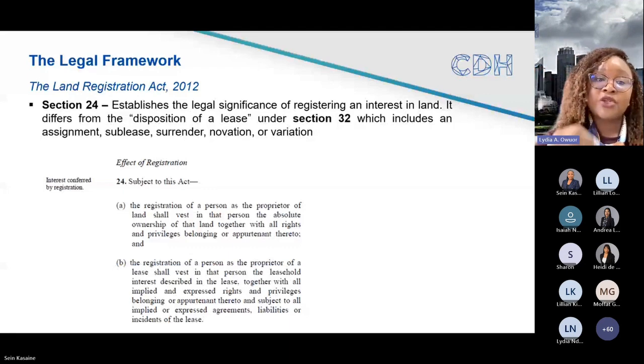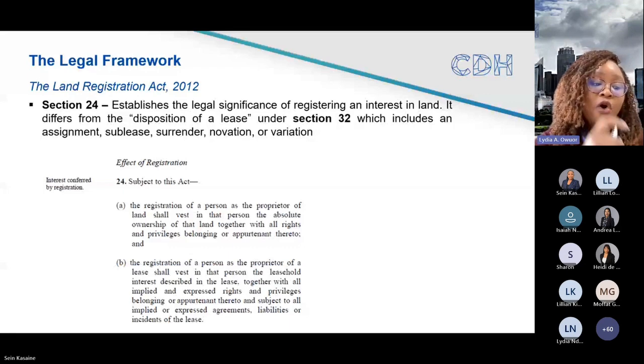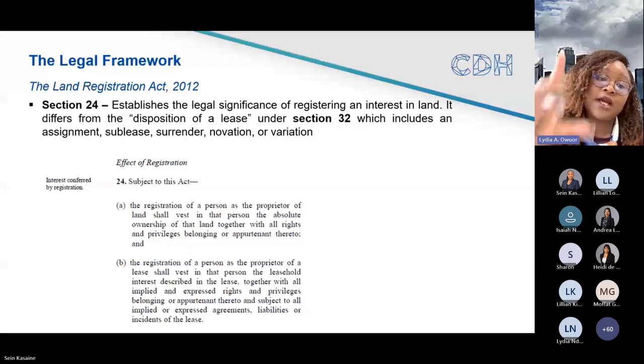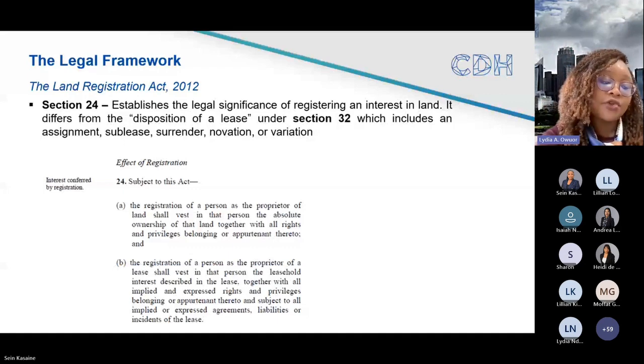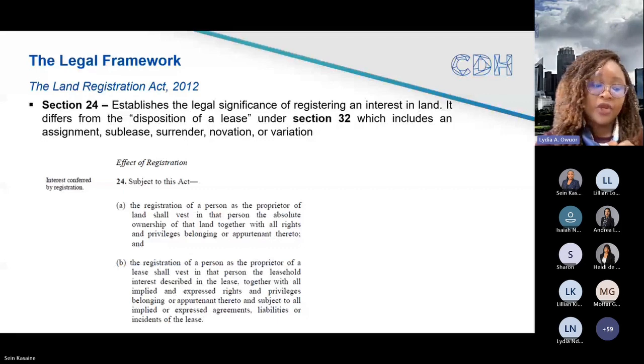Then it proceeds under Section 24b to say that the registration of a person as the proprietor of a lease, see the differentiator, 24a talks about land, 24b talks about a lease, will vest in that person the leasehold interest described in the lease, together with all implied and expressed rights and privileges, but of course, subject to all implied and expressed agreements.